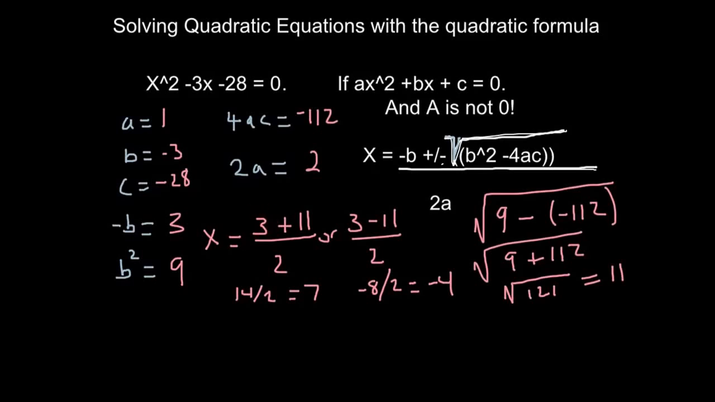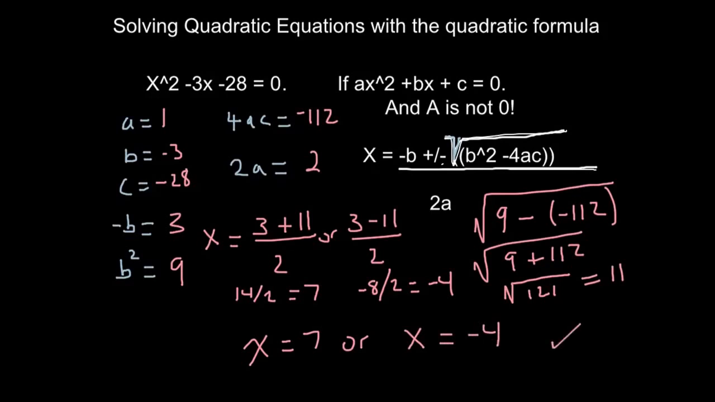So negative b, 3 plus 11 over 2, so that's 14 halves. First answer is 7, x equals 7. Second one, 3 minus 11, negative 8 divided by 2. Your answer is negative 4. So the two possible x values are x equals 7 or x equals negative 4.